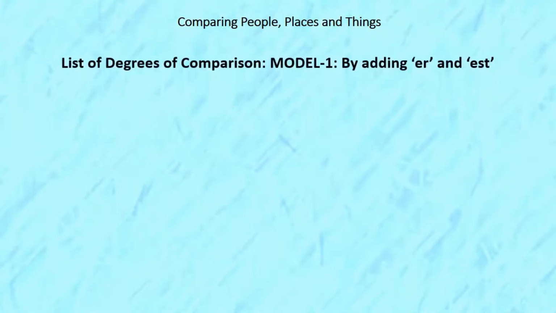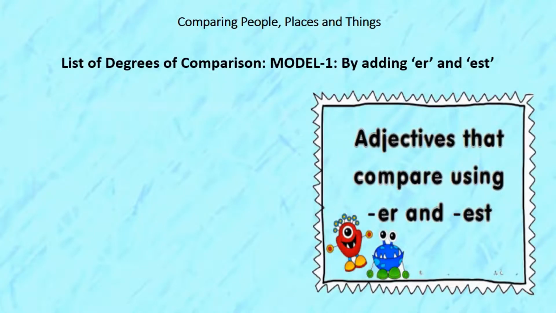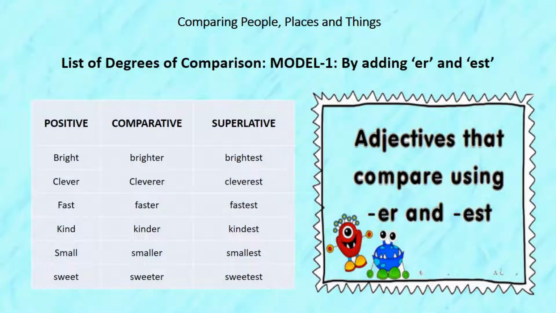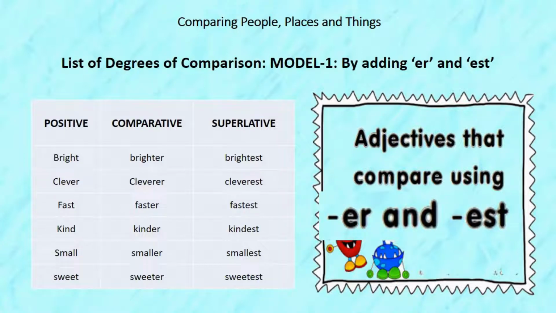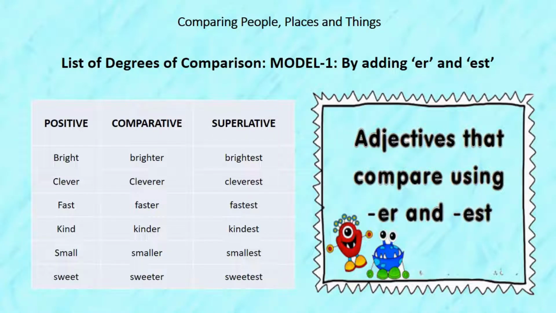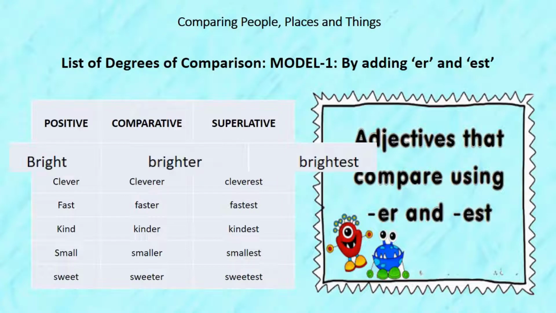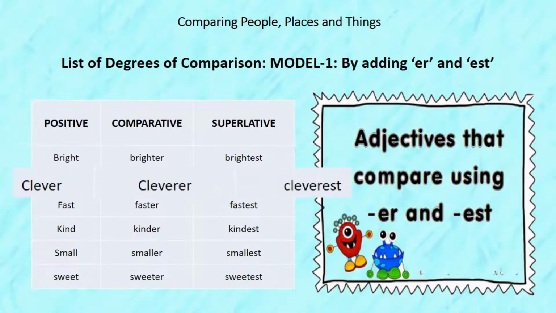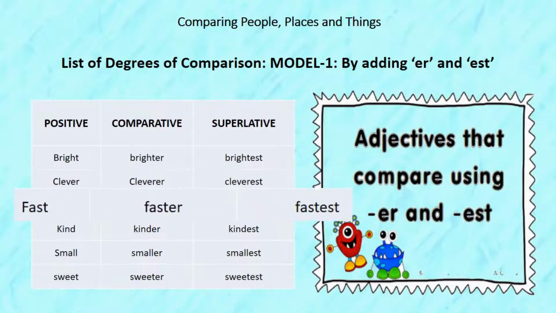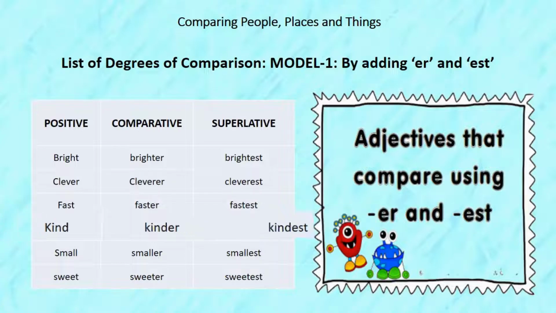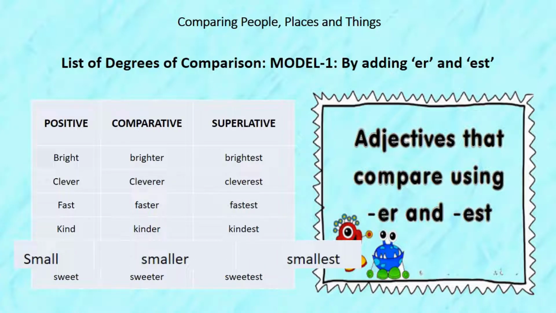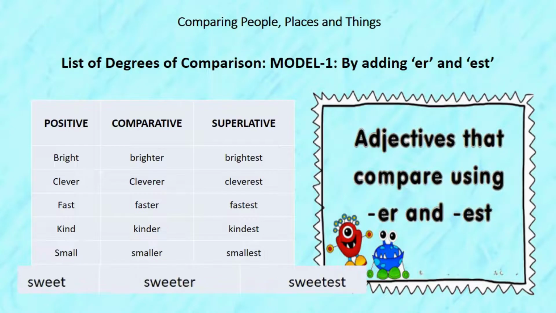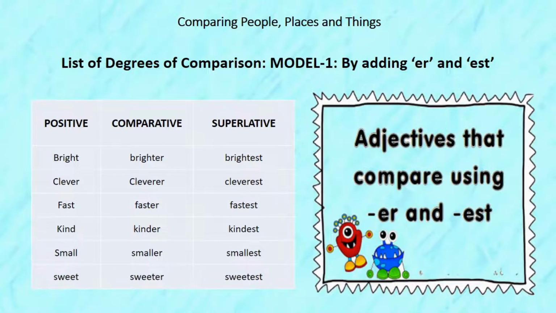In the list of degrees of comparison, there are a few models. In the first model, we shall see how a positive degree changes to a comparative degree and a superlative degree by the addition of ER and EST at the end. We say bright, brighter, brightest, clever, cleverer, cleverest, fast, faster, fastest, kind, kinder, kindest, small, smaller, smallest, sweet, sweeter, sweetest.